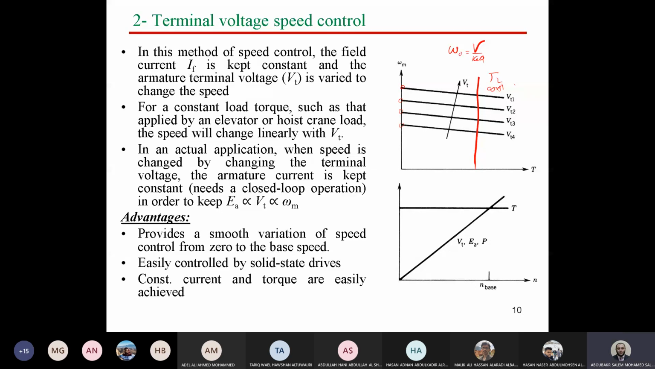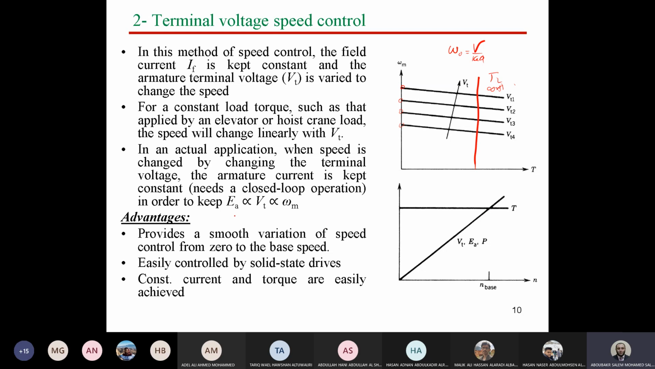In order to do that, you have to make closed loop control, and this is called constant current control. So you make constant current control whatever the applied voltage made to the machine. This is important for voltage control. You have to keep the armature current constant all the time. Why? We need the armature current to be constant in order to keep torque constant. This is for constant torque control.